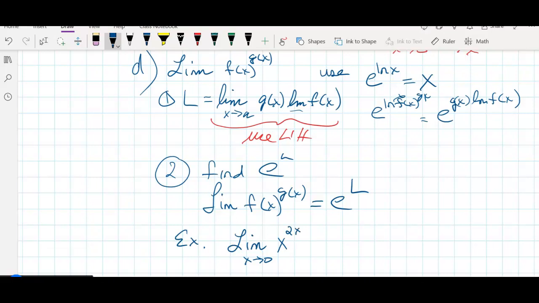Need space. You have to truly understand what this means. This means what? E. Okay. Does that make sense? E to the y equals x. That's what that means. Everyone agree with that?